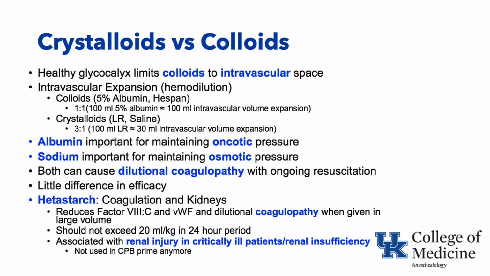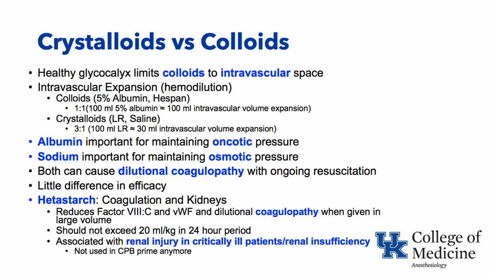If you have a healthy glycocalyx, that layer above your endothelial cell that's protective, it's going to limit colloids to stay in the intravascular space. If you give either colloids or crystalloids, intravascular expansion can occur and hemodilution of the hemoglobin that's present. Colloids, 5% albumin and Hespan, 1-to-1. If I give 100 mils of 5% albumin, 100 mils of intravascular volume expansion occurs. However, if I give lactated Ringer's or saline, there's that 3-to-1 rule that says if I give about 100 mils of lactated Ringer's, only about a third of it provides intravascular volume expansion.